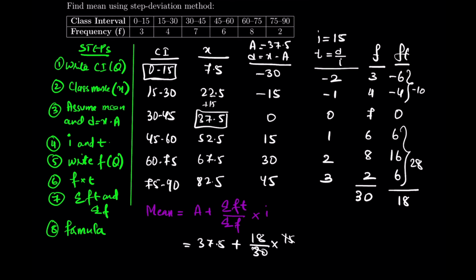So 15 ones are 15, 15 twos are 30, 2 ones are 2, 2 nines are 18, so the fraction simplifies to 9. So 37.5 plus 9, which is equal to 46.5. So this is how you find the mean using the step deviation method.